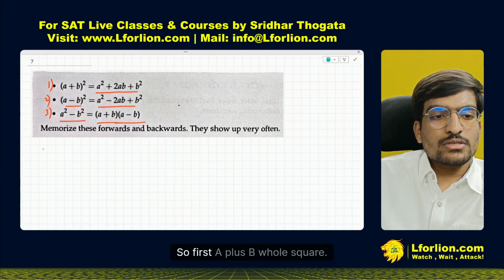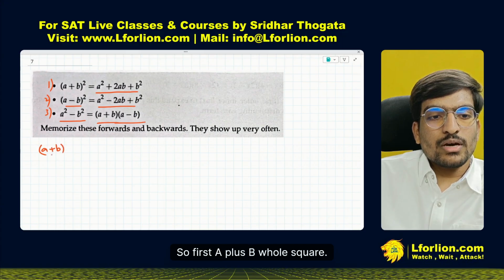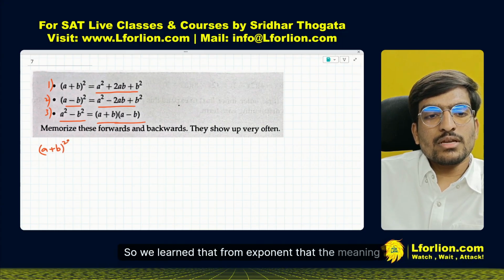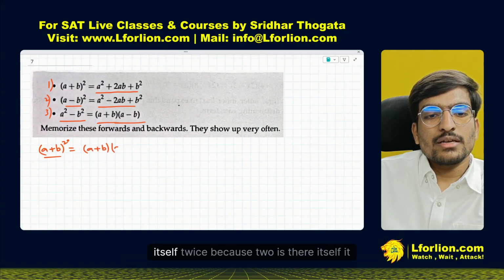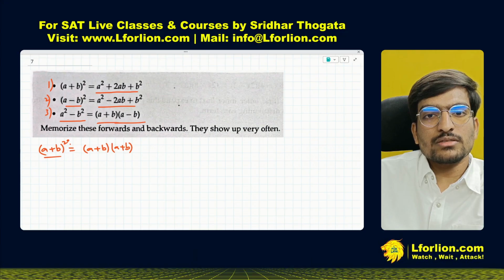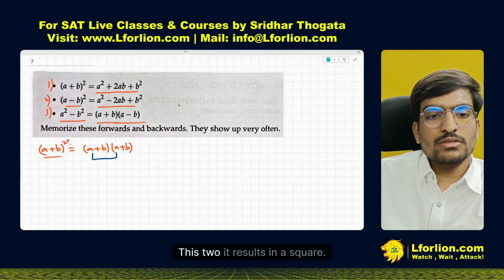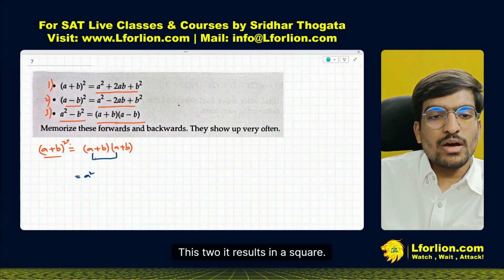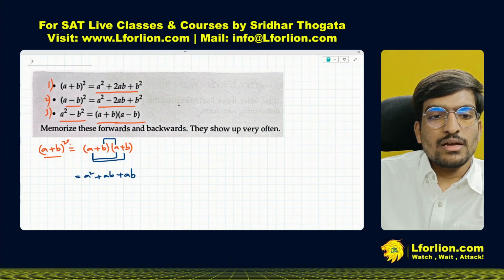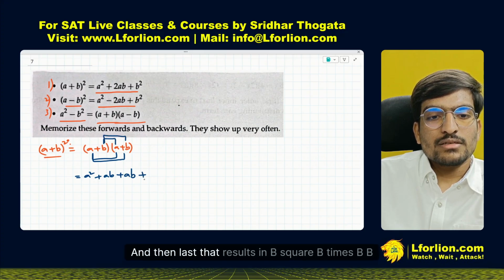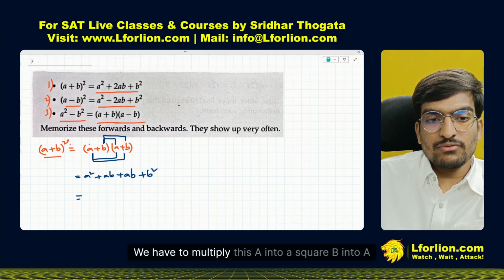So first, a plus b whole square. So we learned from exponent that the meaning of exponent is the base is getting multiplied by itself twice, because 2 is there, it is multiplied by itself twice. Now apply the FOIL method. First, it results in a square. Outer, it results in ab, and then inner, it results in ab, and then last, that results in b square. B times b, b square.